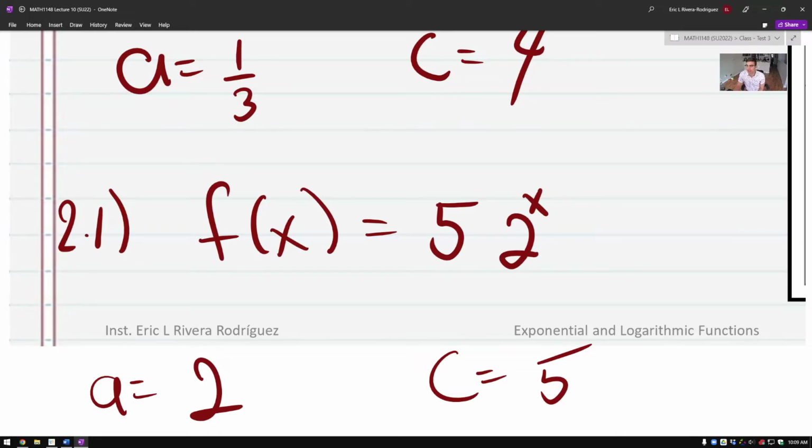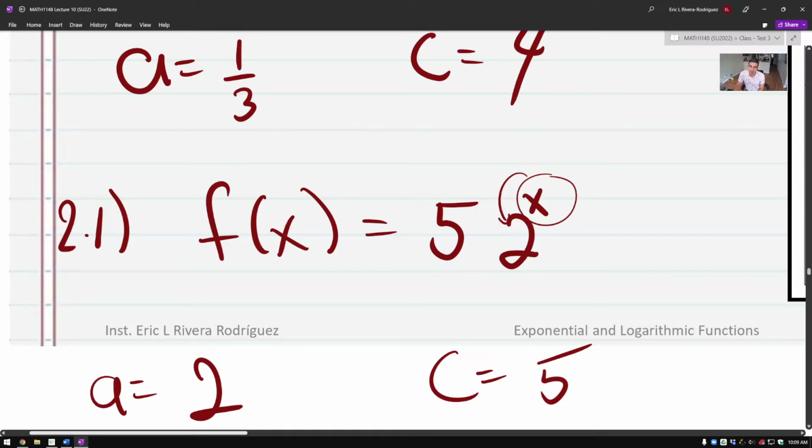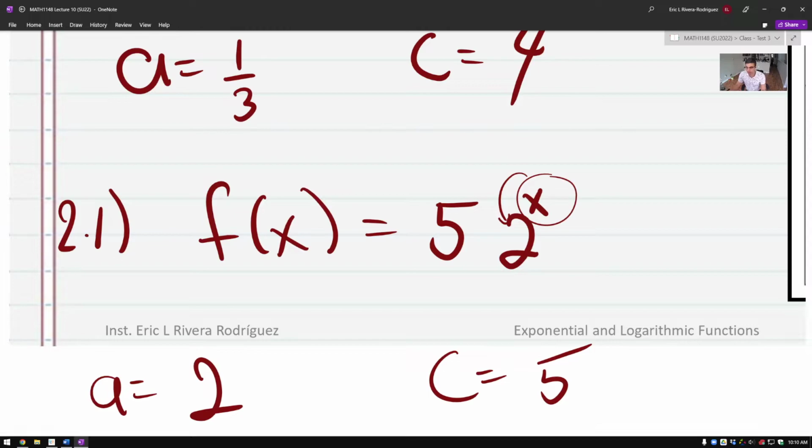What goes first? The power, right? So the power is on top of 2, not on top of 5. The power is telling us the value of the base, which is 2. And this 5 here is not related to the exponent. So that 5 is then the value of C.